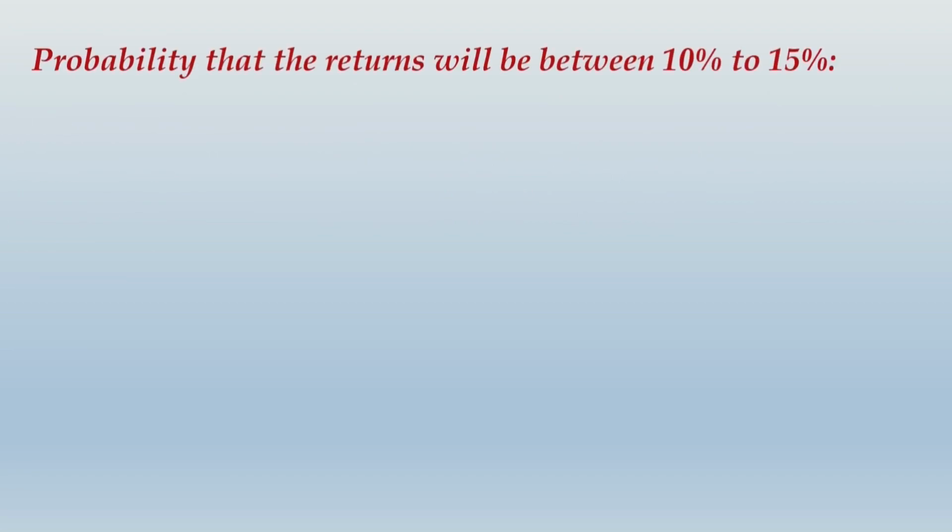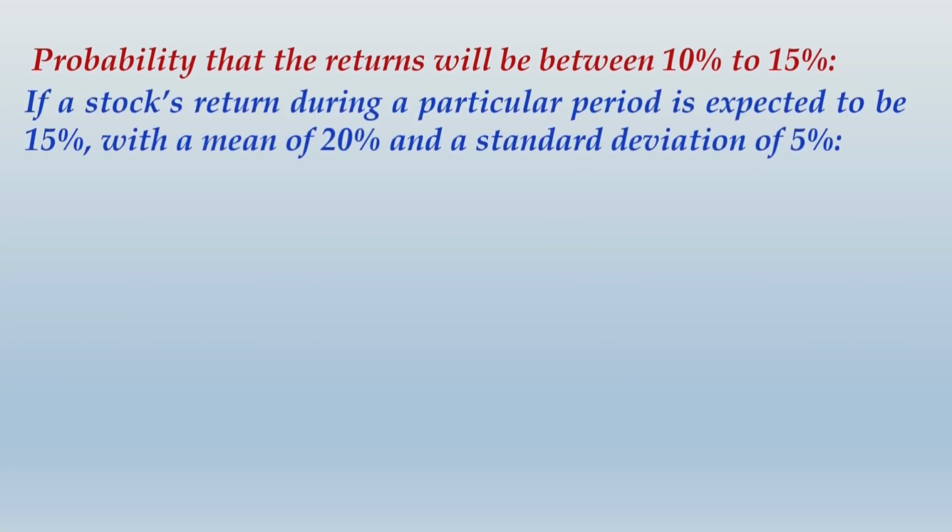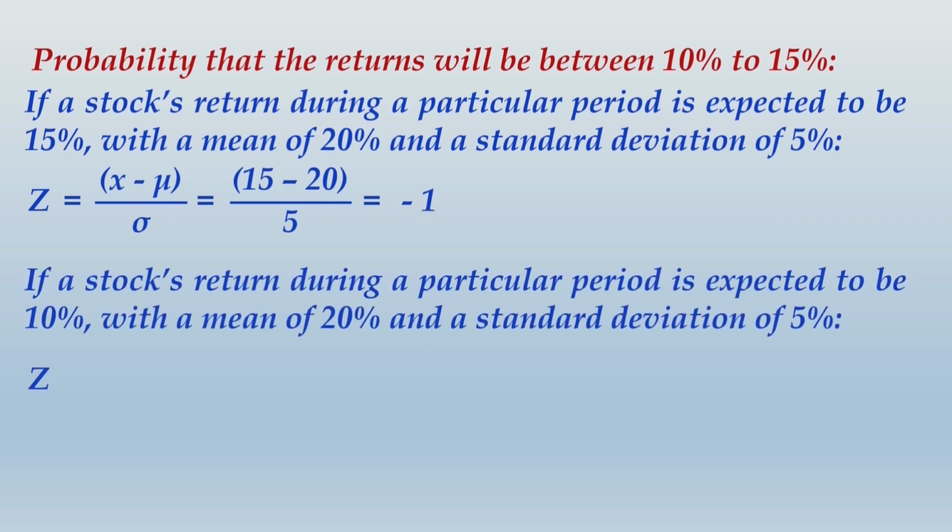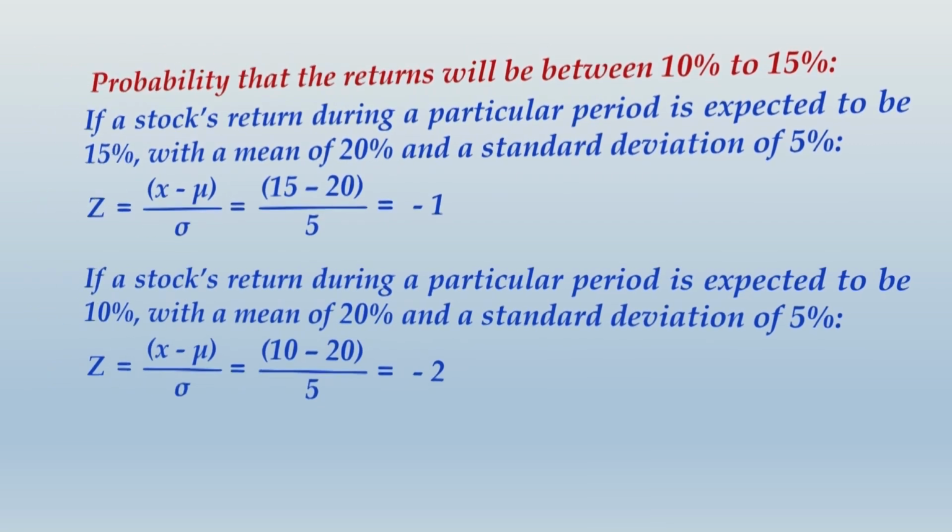So, probability that the returns will be between 10% and 15%. First of all, you will have to work out the Z value for 15%, where the Z value for 15% obviously will be -1. In the previous question also we have worked it out. Now we need to find the Z value for 10% return. For that, the X value will be 10%. So X minus mu divided by sigma would give you -2 as the value of Z.